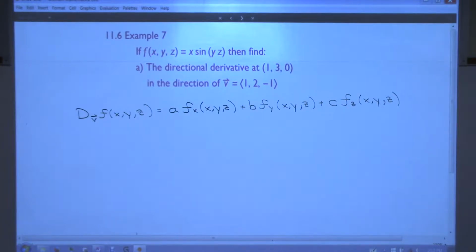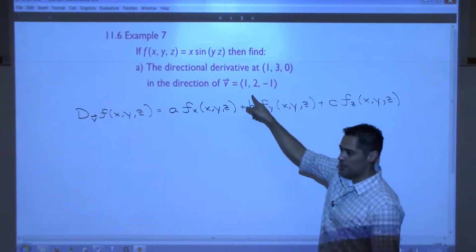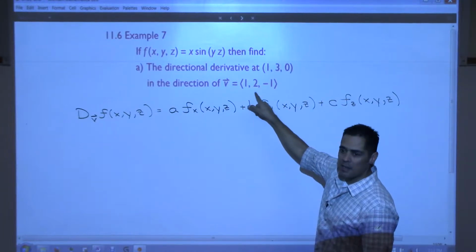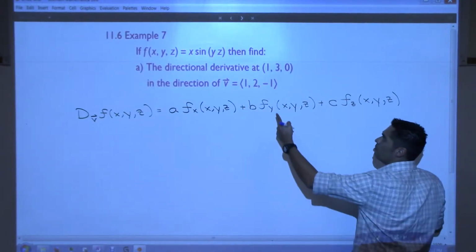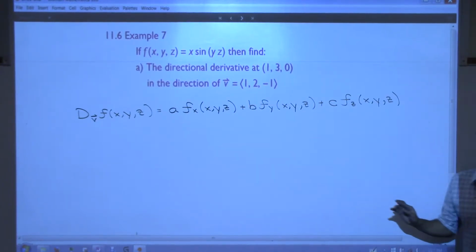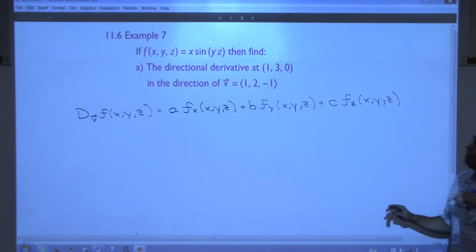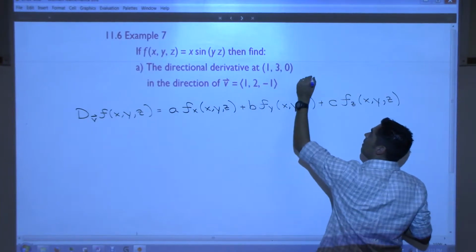What are a, b, and c? Is it 1, 2, negative 1? No, that's not a unit vector. This is not a unit vector, is it? I have to make it a unit vector first, or else it's all going to be off. So what is the length of that vector? Root 6. So if I take this and I'll call it u.